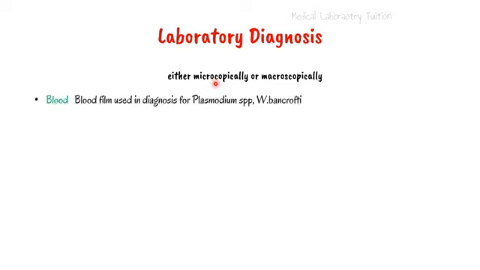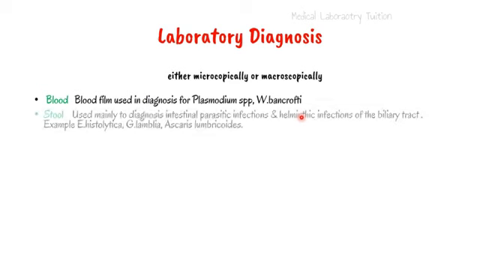Another, we have laboratory diagnosis. In laboratory diagnosis, we diagnose either microscopically or macroscopically. Macroscopically means with the naked eye, or microscopically with a microscope. First is blood. We can make a blood film to diagnose such as Plasmodium vivax and Wuchereria bancrofti. Another, we can also examine stool.